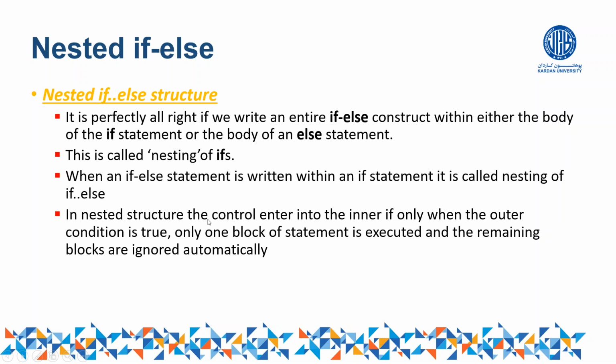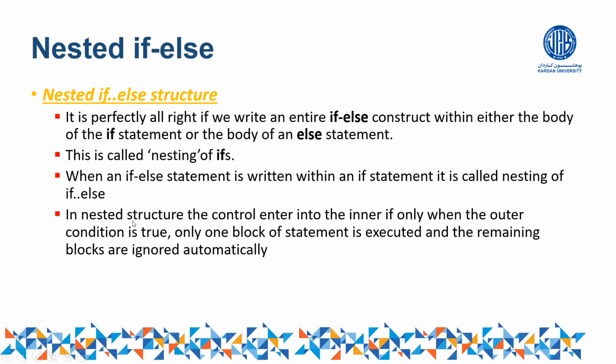In a nested structure, the control enters the inner if only when the outer condition is true. Remember, if we have used the first if and the first if is false, then the control will not enter the body of the if, but rather it will directly jump to the else part, and whatever statements are there will be executed.